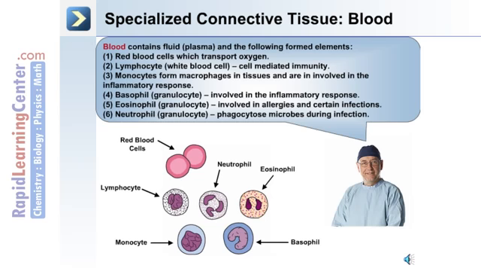Number 3, monocytes. These form macrophages in the tissues and are involved in the inflammatory response and phagocytosis. Number 4 are granulocytes, known as basophils. These are involved in the inflammatory response. Number 5 are also granulocytes, known as eosinophils. These are involved in allergies and certain infections. And the sixth type is also a granulocyte, known as neutrophils. These phagocytose microbes during infections.